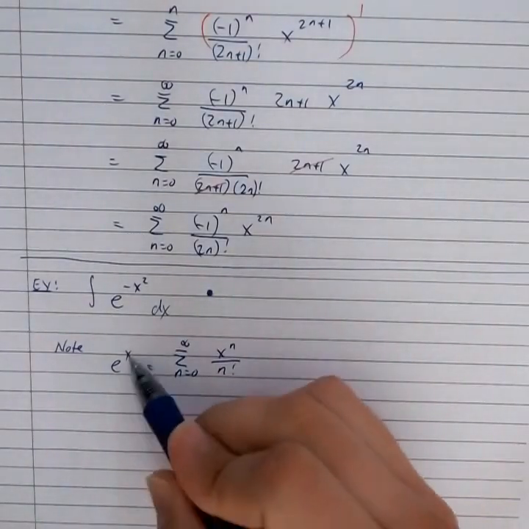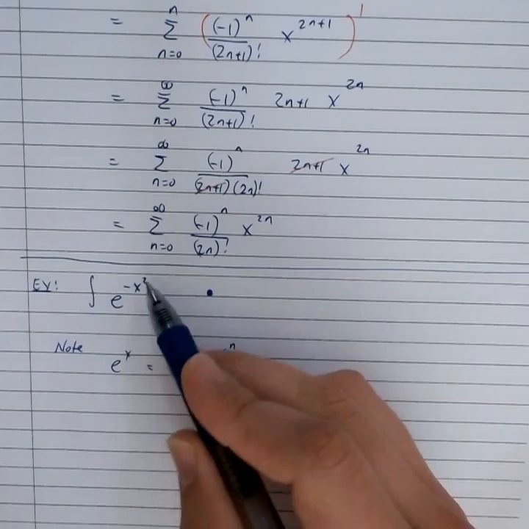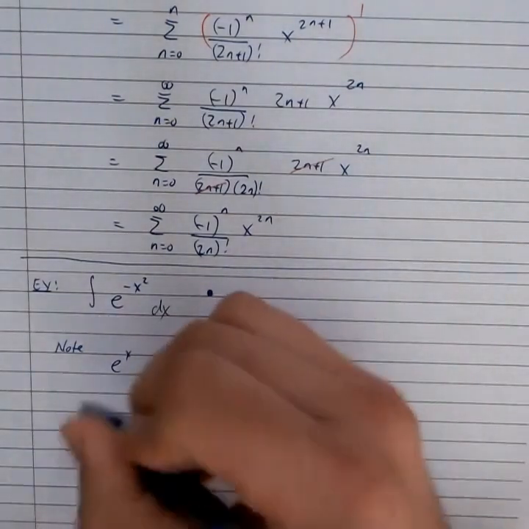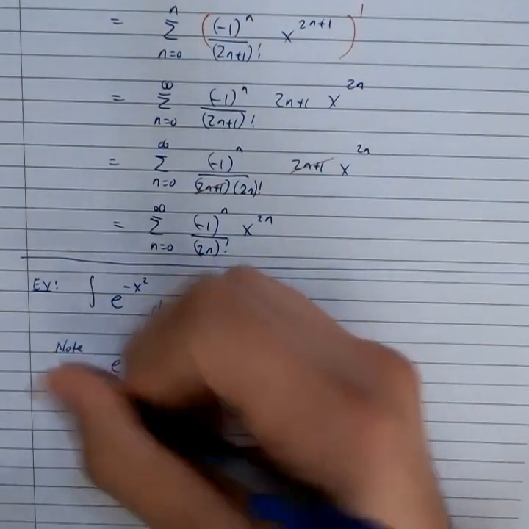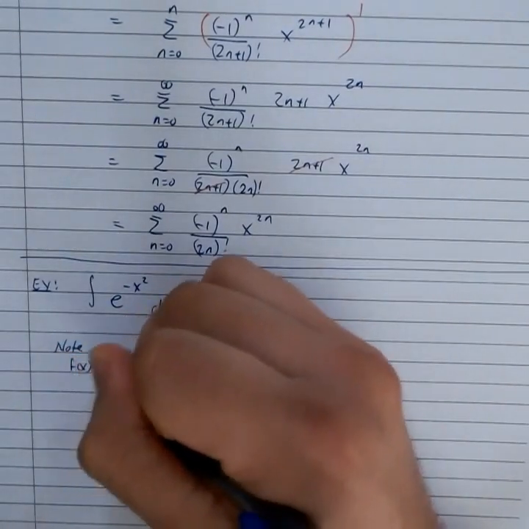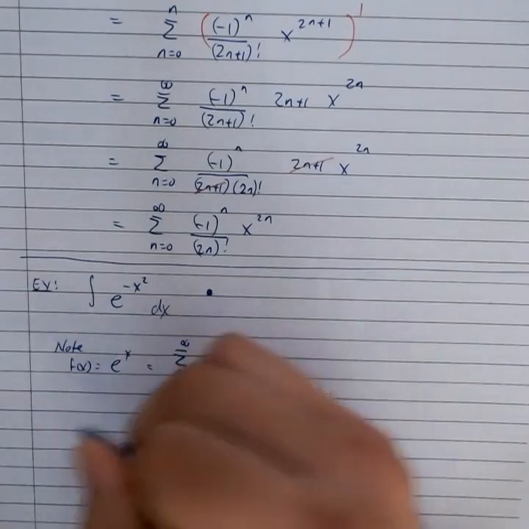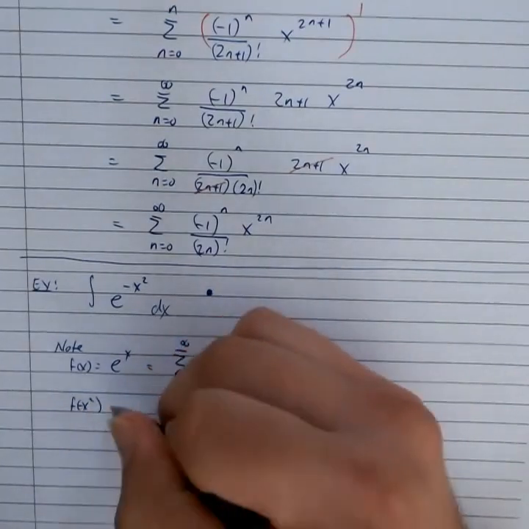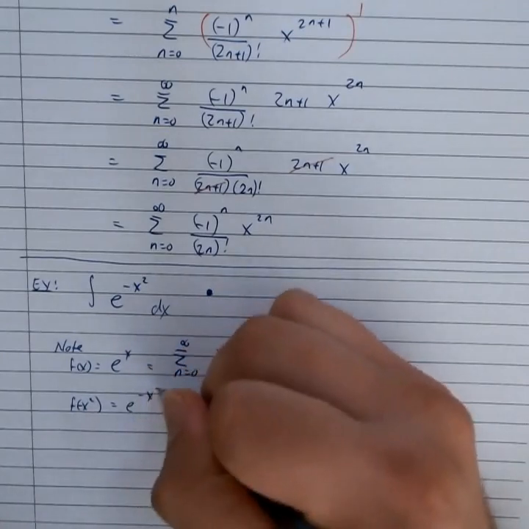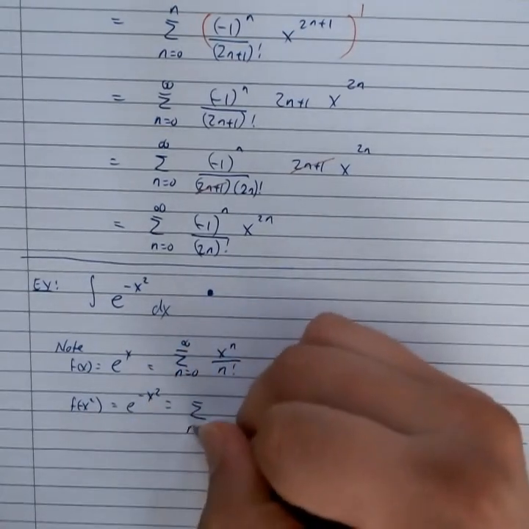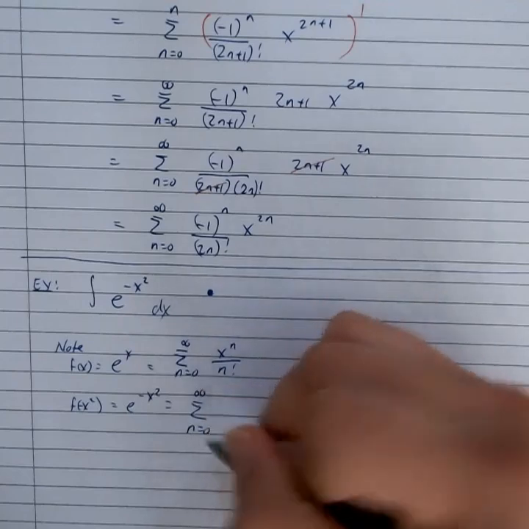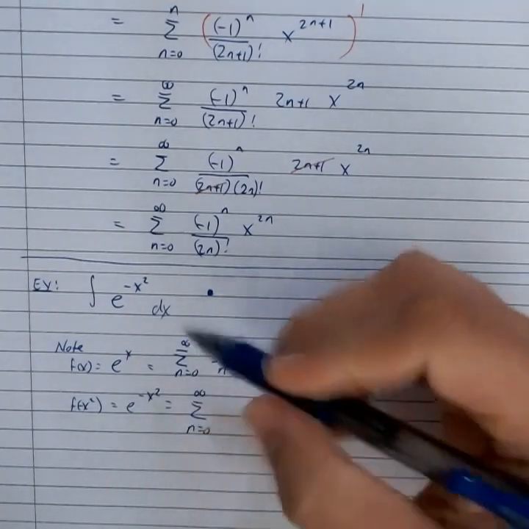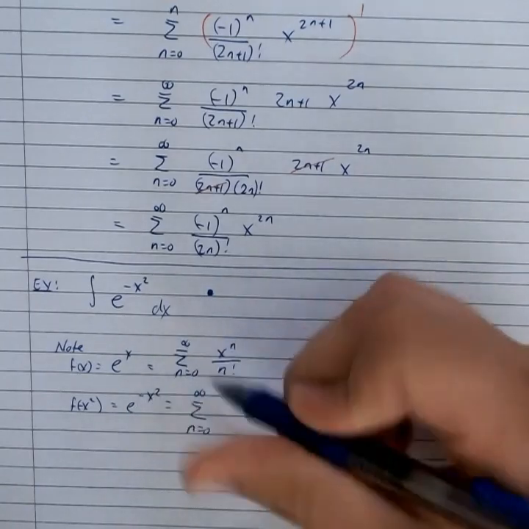But I don't want e to the x. I want e to the minus x squared. Okay, well, that's a function. Do what you always do with functions. Plug it in. So if I have f of x is equal to e to the x, I don't want e to the x. I want e to the negative x squared. Okay, well then just plug that in. So that's going to be the sum as n goes from 0 to infinity of, instead of having an x right there, I'm going to have a minus x squared right there.